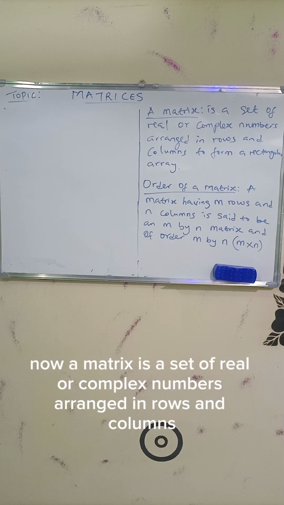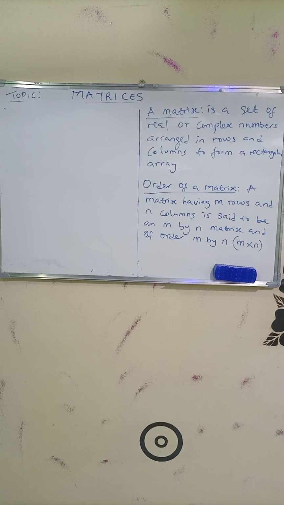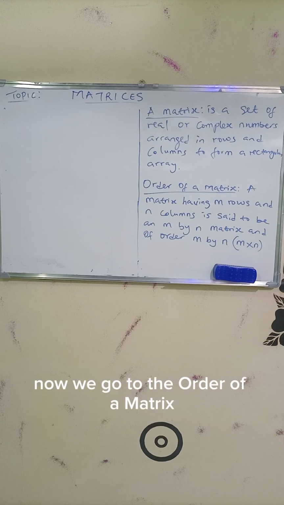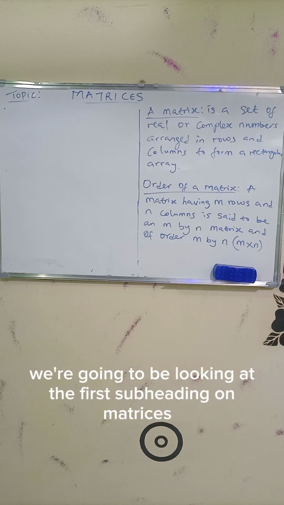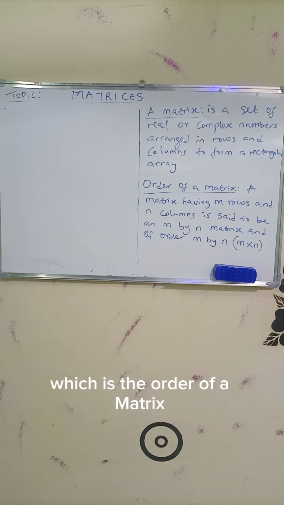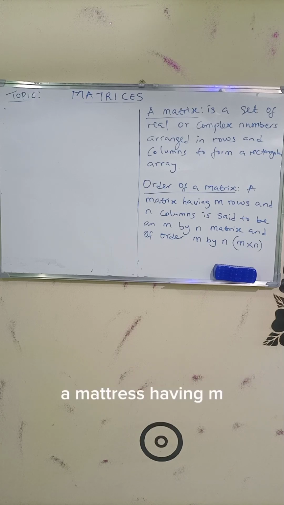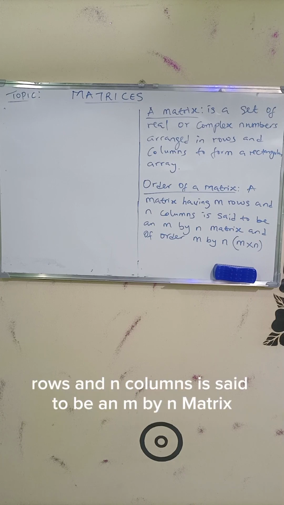Now, a matrix is a set of real or complex numbers arranged in rows and columns to form a rectangular array. Now, order of a matrix. We're going to be looking at the first subheading under matrices, which is the order of a matrix. A matrix having m rows and n columns is said to be an m by n matrix and of order m by n.